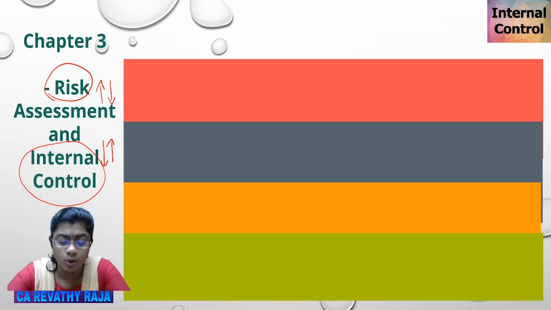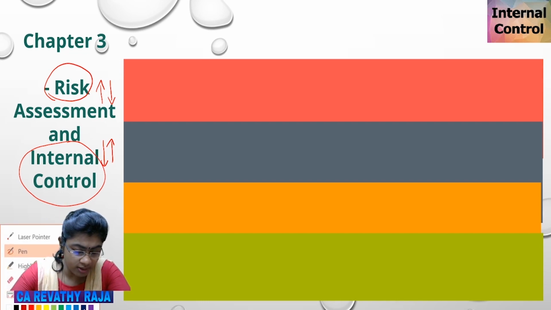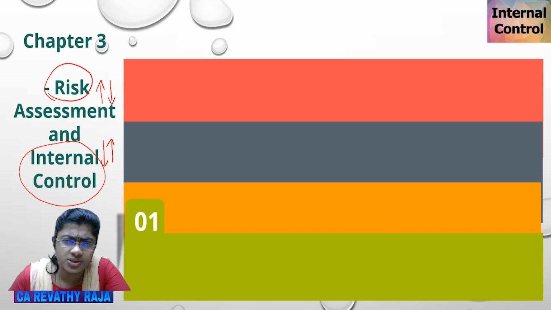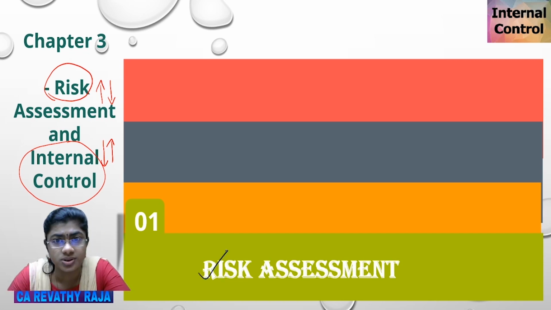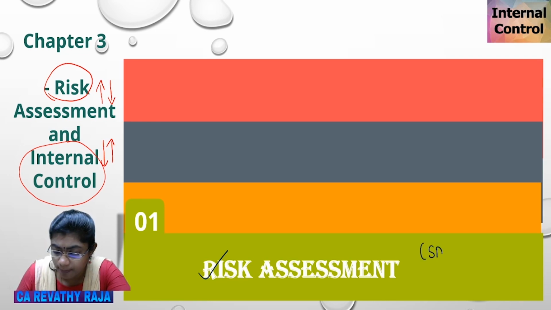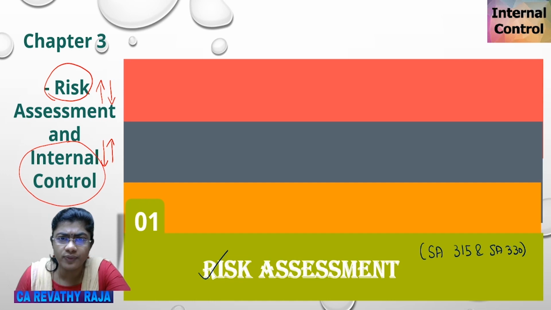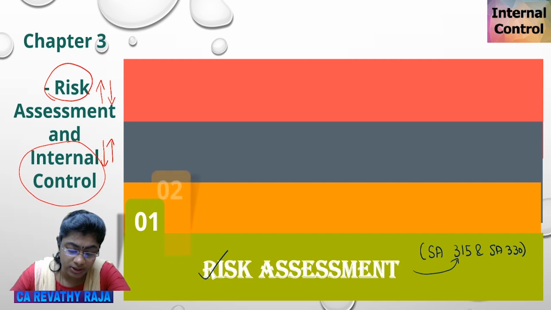Okay. Now, moving on to the overview of the chapter. What all are there in this chapter? First one, as the chapter name suggests, it is relating to risk assessment. Students, risk assessment, it is essay, you are correct, essay 315 followed by essay 330. I'll give you a brief summary of essay 330 and mainly we will be dealing with essay 315. So that is the first part.